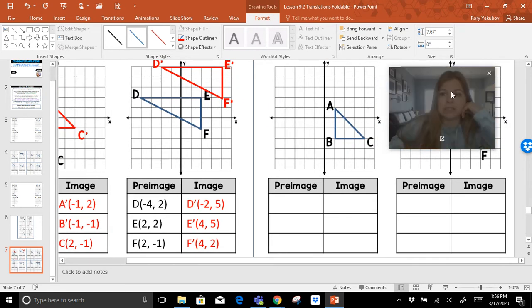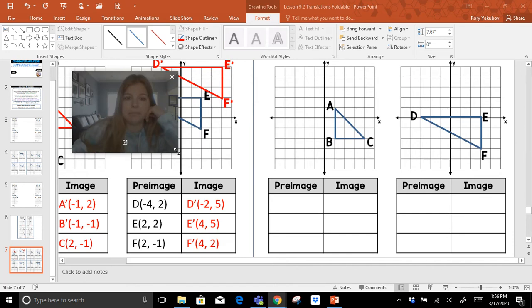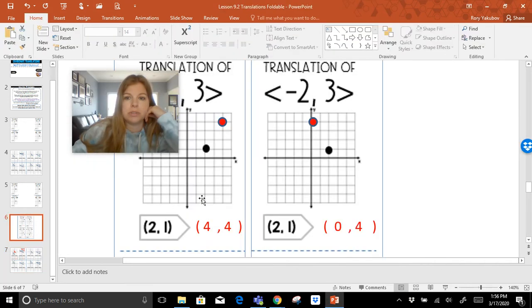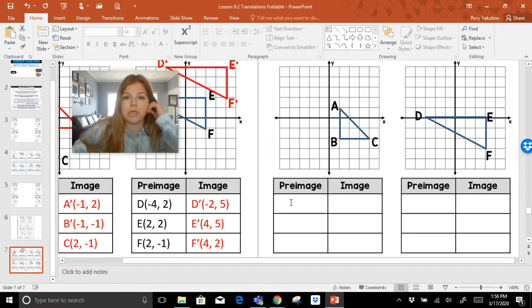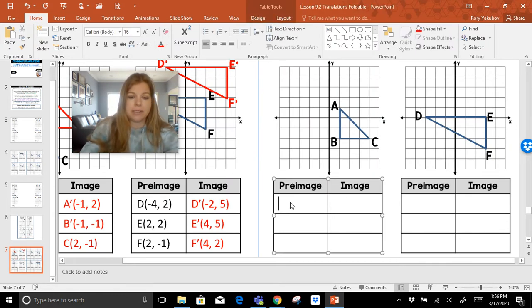The next kind of translation that we were looking at was to do -2, 3. So 2 to the left and then 3 up. So subtract 2, add 3. So A here is 1, 1. B is 1, -2. C is at 4, -2.